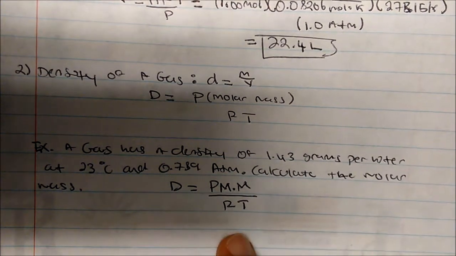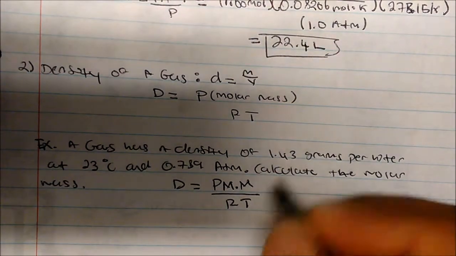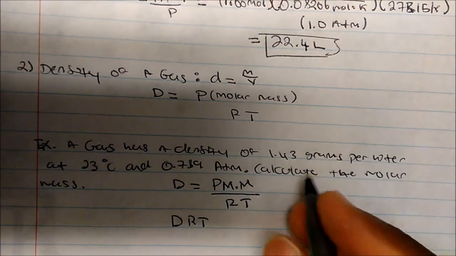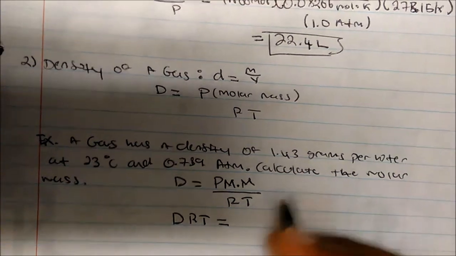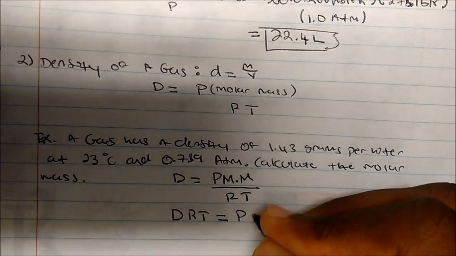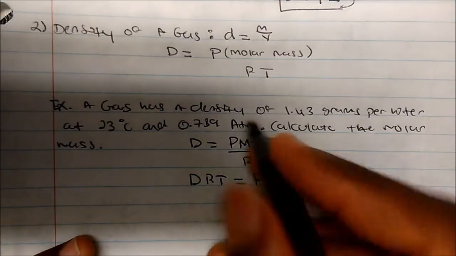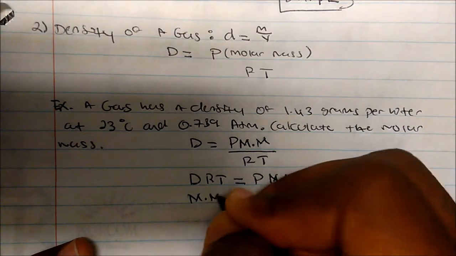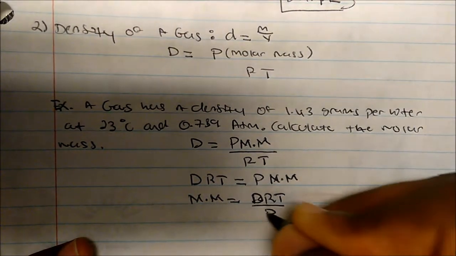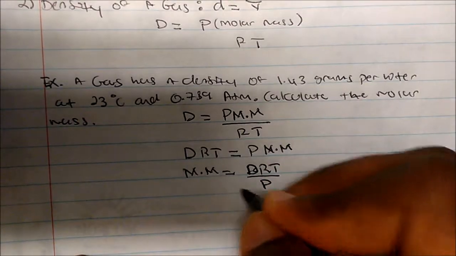So we're solving for the molar mass. If I multiply by RT on both sides, then I get DRT is equal to the pressure times the molar mass. And then if I divide by P, I get my molar mass to be equal to DRT divided by P. This simply becomes a plug-in question.